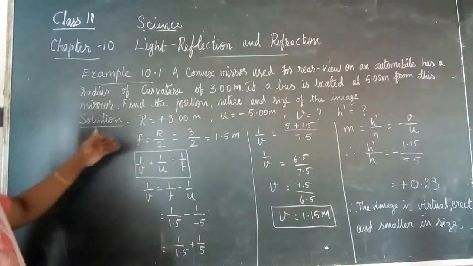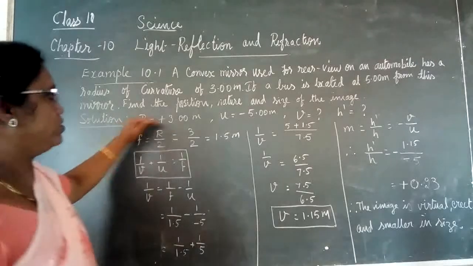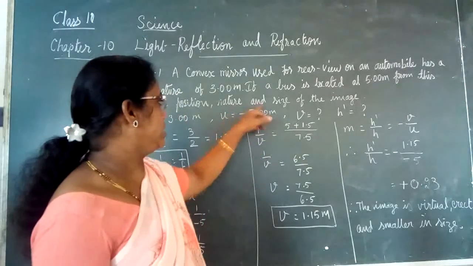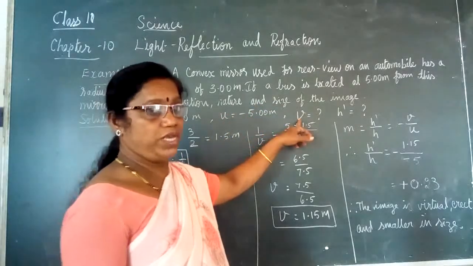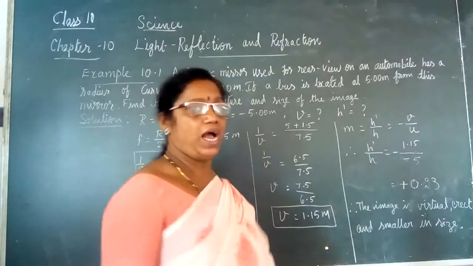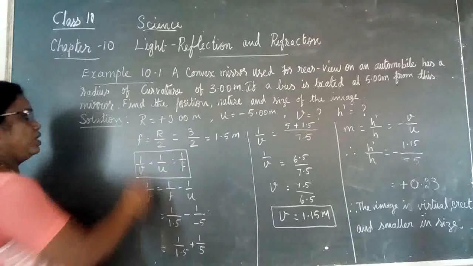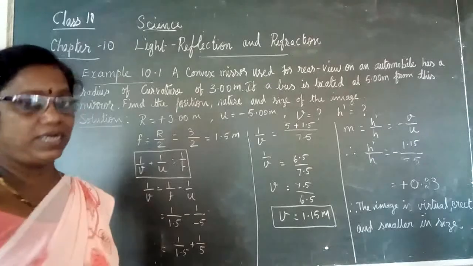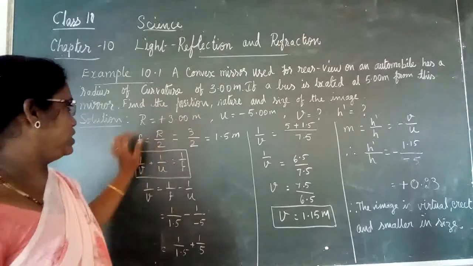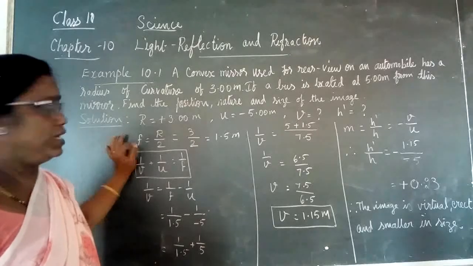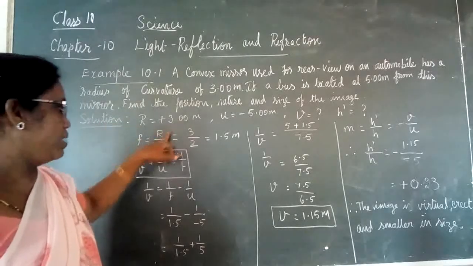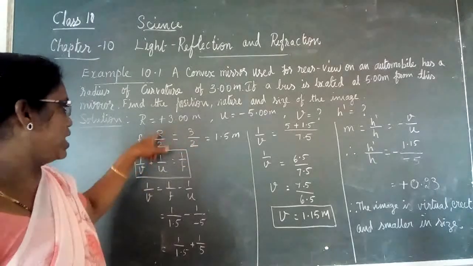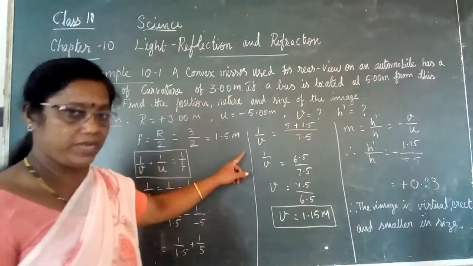So let us consider the data: r is equal to 3 meters, u is equal to 5 meters. To find the position, nature and size, we should know v, that is the image distance, and the height of the image. As we know already, the relationship between the focal length and the radius of curvature is that focal length is half of the radius of curvature. Hence f is equal to r by 2, that is 3 divided by 2, because r is 3. 3 by 2 gives you 1.5 meters.